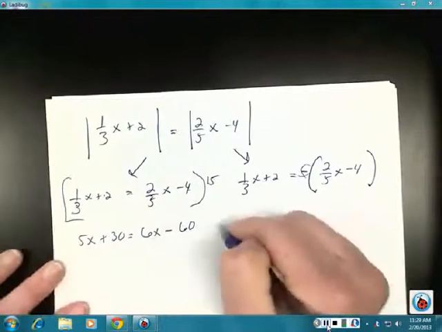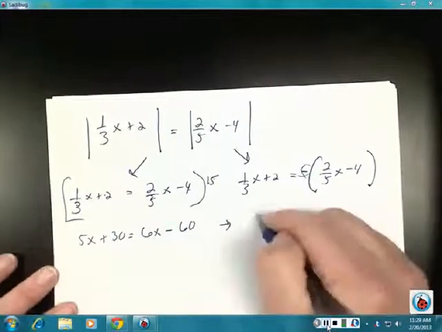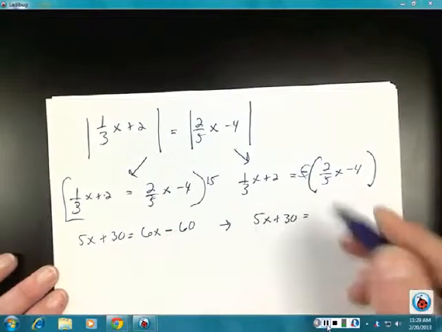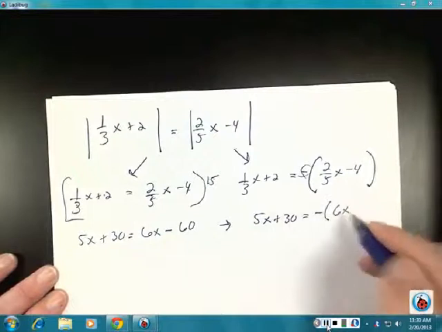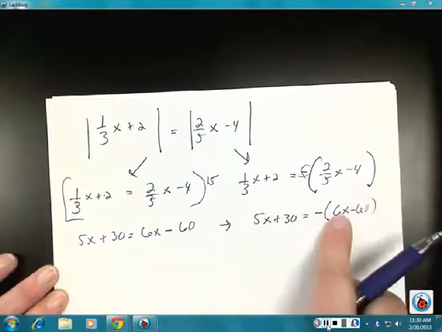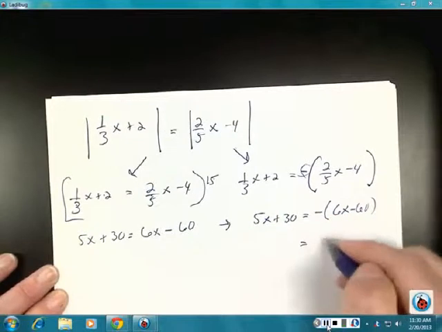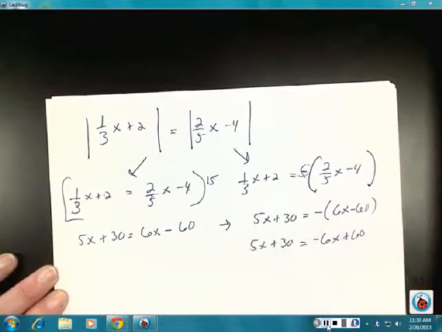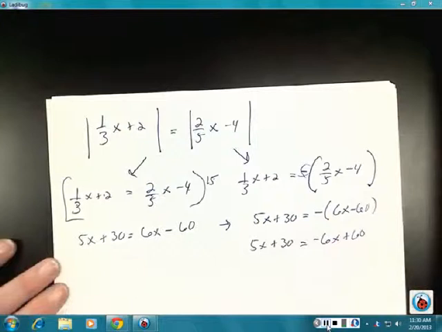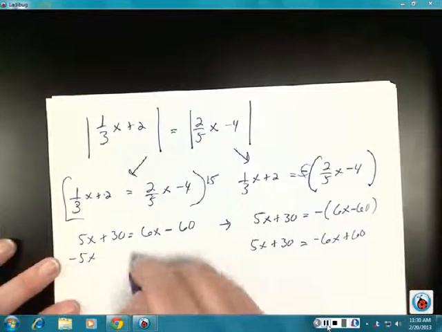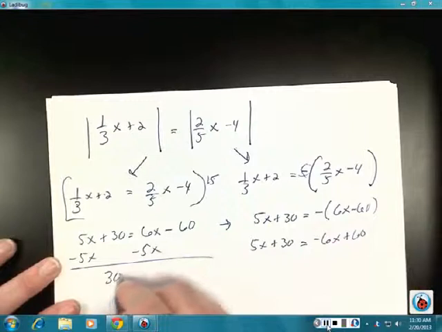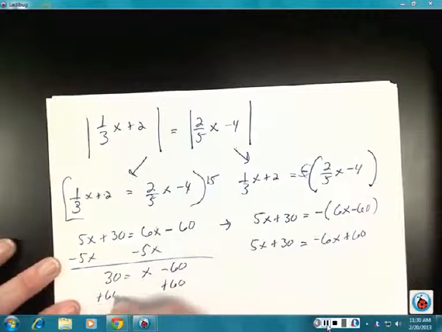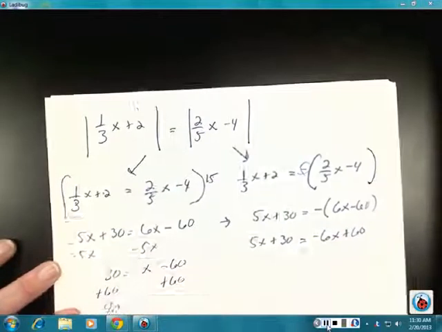Now, if you wanted to, right at this point, because I've gotten rid of my denominators, I could just write this as a negative 6x minus 60, but do the opposite sign of it, and get a negative 6x plus 60. And then solve it. So, which x do I move? Well, I move my 5x because it's smaller. Equals x minus 60, so add 60. And I find 90 is what x could be.